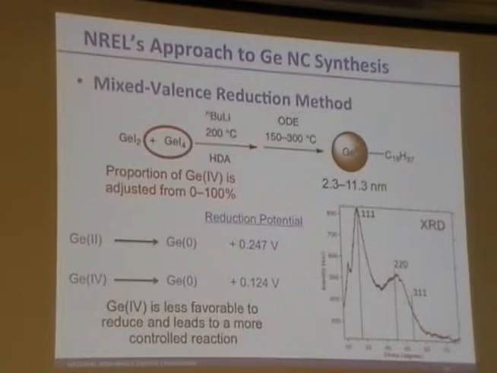And so what we did at NREL was we thought about this for a while, and in our exploration tried adding a germanium-4 precursor, and that germanium-4 precursor was able to control the size, depending on our ratio of germanium-2 to germanium-4, between 10 and 11 nanometers. And we rationalized this by the different reduction potentials of these two elements. Germanium-2 has a higher reduction potential, germanium-4 a lower reduction potential, so there's less driving force for the germanium-4, and therefore it leads to a more controlled reaction.